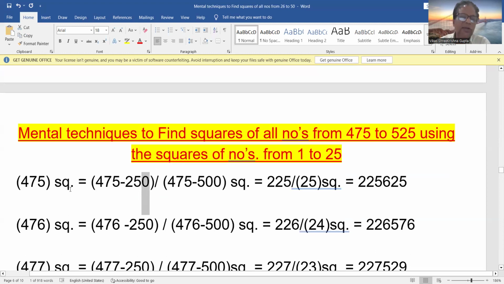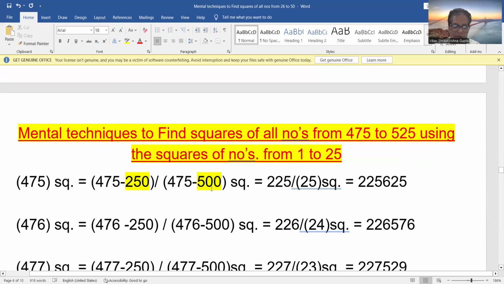So 475 minus 250 is equal to how much? 225. And 475 minus 500 is equal to how much? 25. It is actually minus 25, but in square, minus 25 and 25 square are the same. The technique is the same. The only difference is that instead of 25, I'm writing 250, and in place of 50, I'm writing 500, because now the number is a 3-digit number.